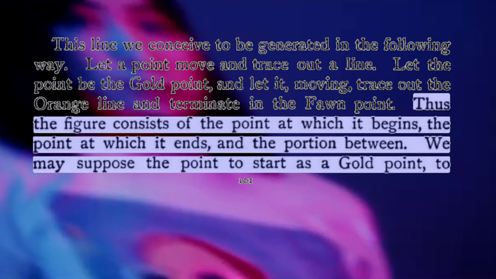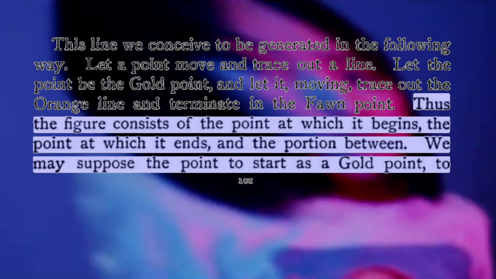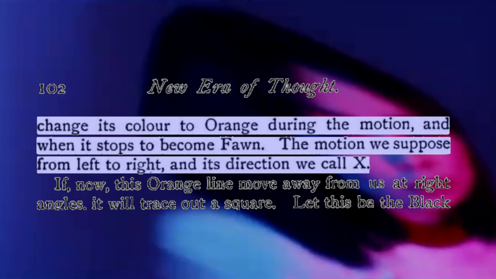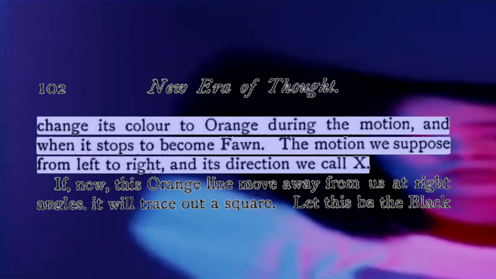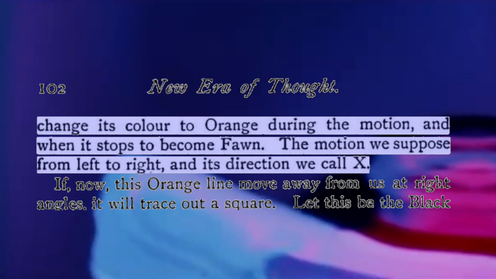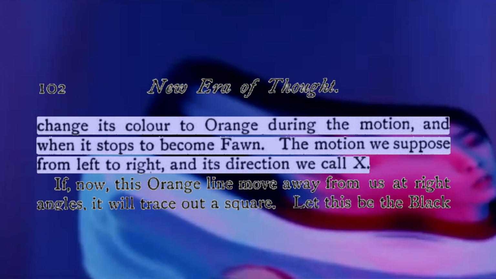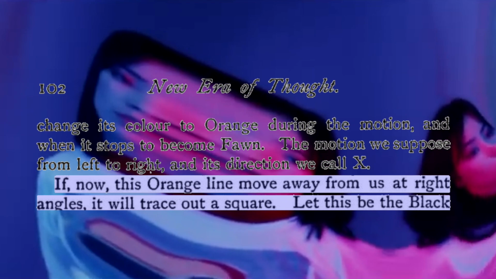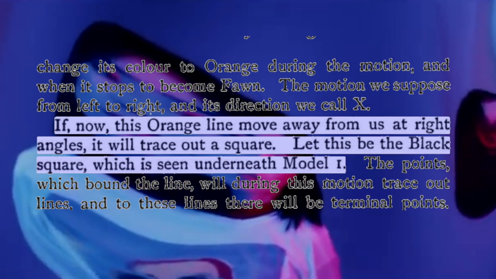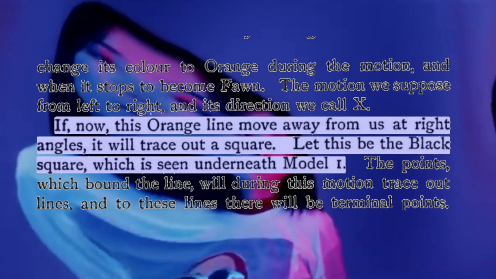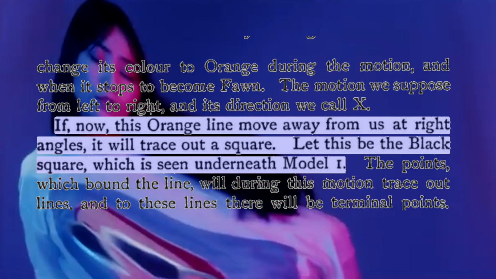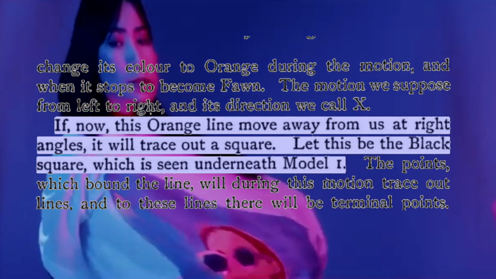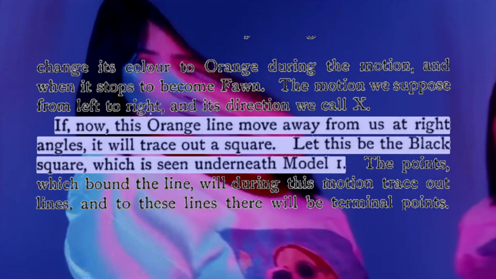the portion between. We may suppose the point to start as a gold point, to change its color to orange during the motion, and when it stops to become fawn. The motion we suppose from left to right, and its direction we call x. If, now, this orange line move away from us at right angles, it will trace out a square. Let this be the black square, which is seen underneath Model 1.